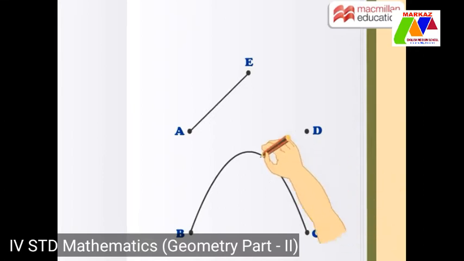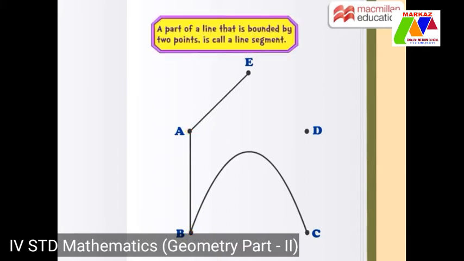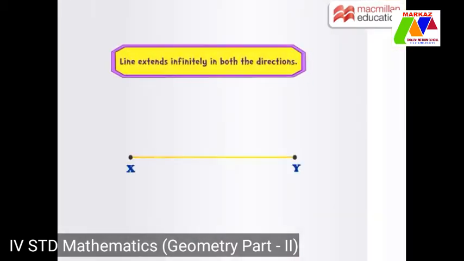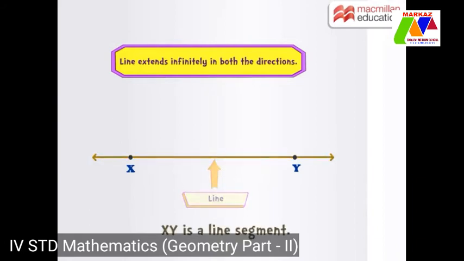Monu now joins points A and B. Look, he drew a part of a line that is bounded by 2 points, and in geometry it is called a line segment. Hence, AB is a line segment. A line segment, when extended infinitely, becomes a line. Like points and line segments, a line also has a name. Usually, lines are named using small letters.